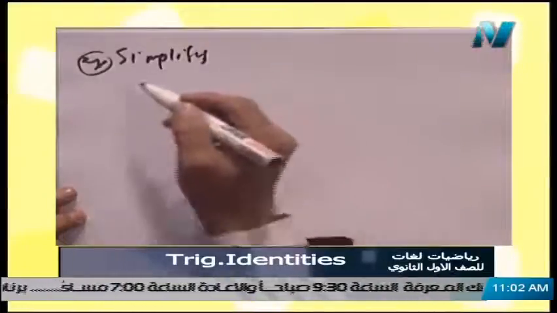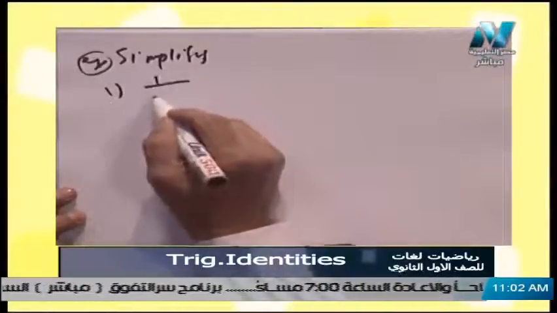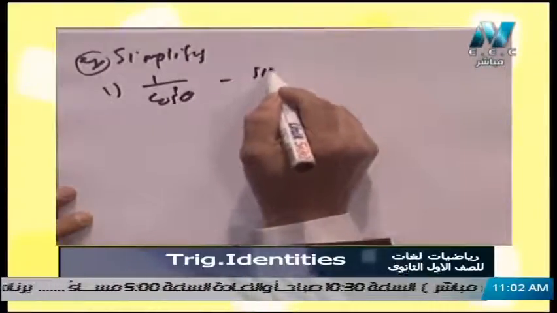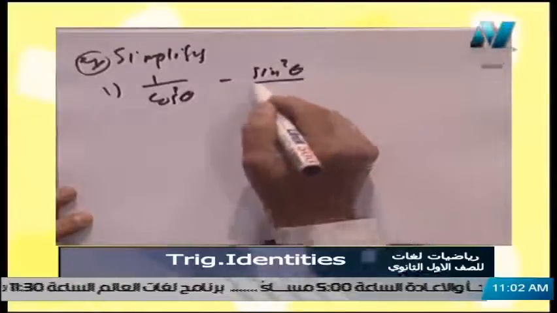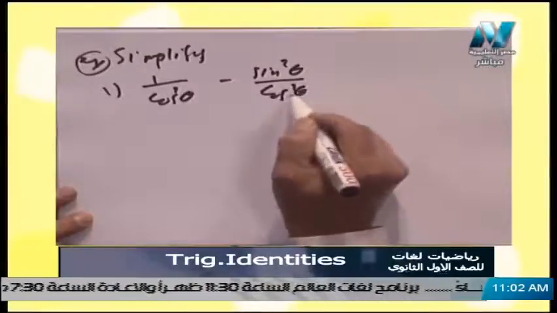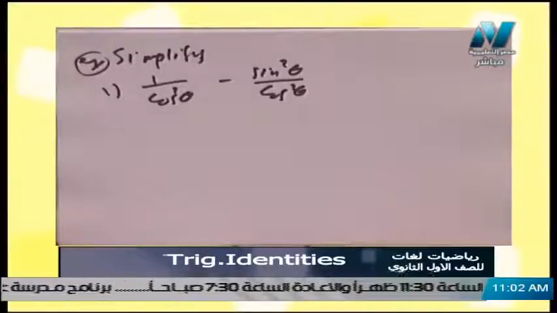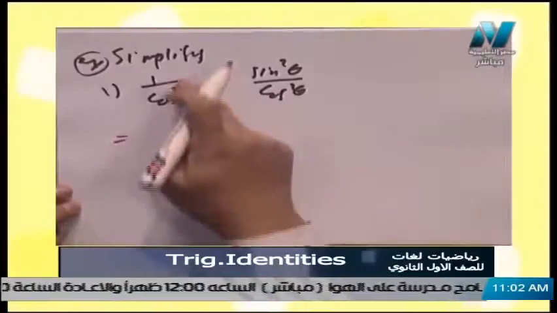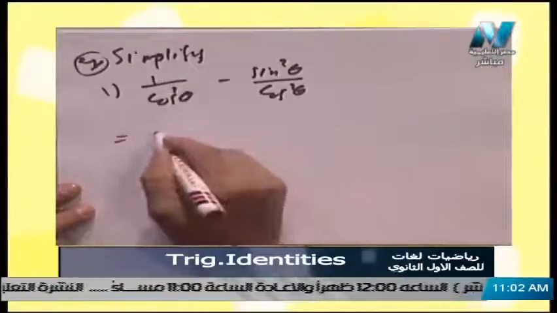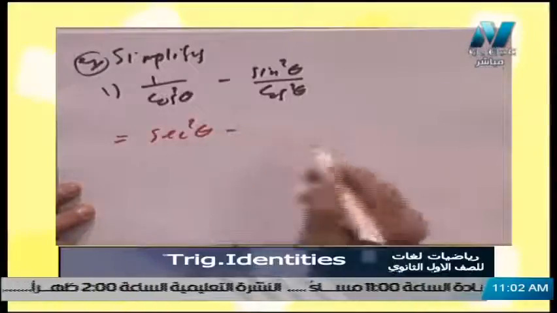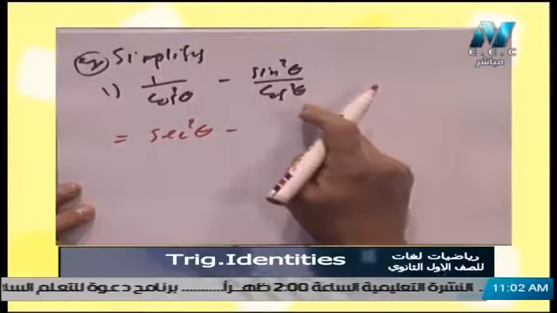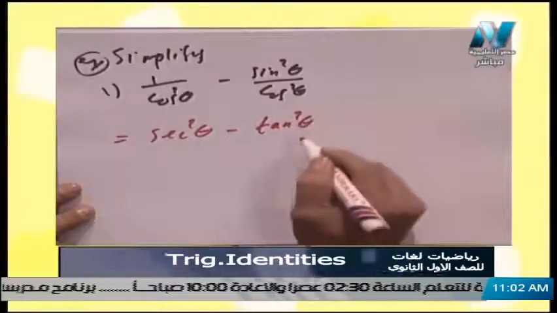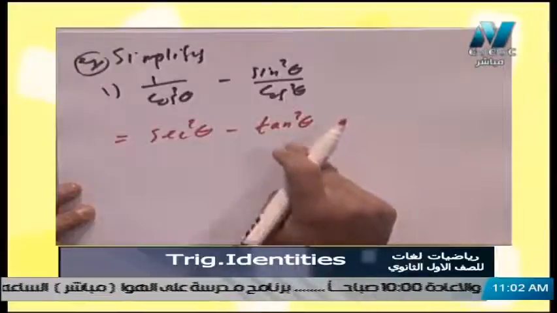Trig quantities. Number 1: 1 over cosine power 2 theta minus sine power 2 theta over cosine power 2 theta. To simplify this one, 1 over cosine power 2 theta, of course, will be sec power 2 theta minus sine power 2 theta over cosine power 2 theta, which of course equals tan power 2 theta.